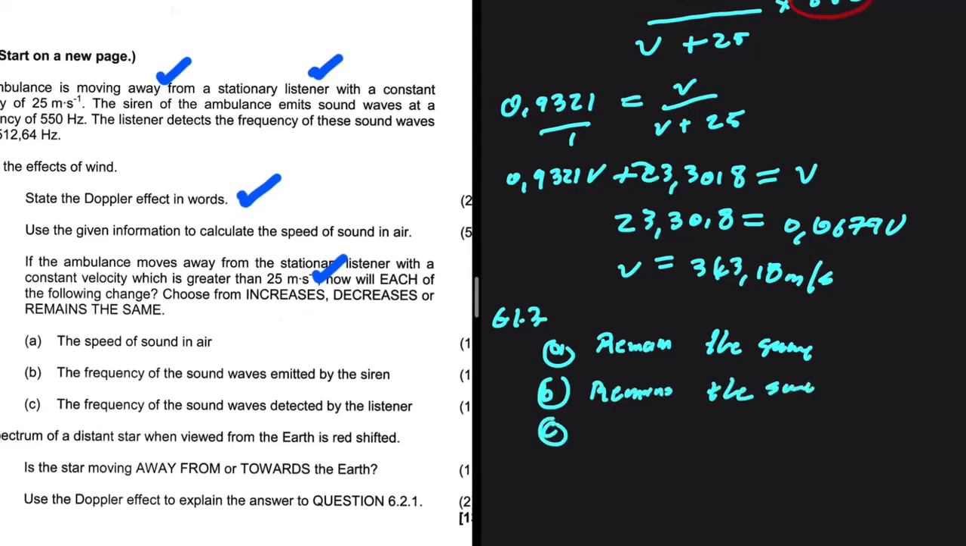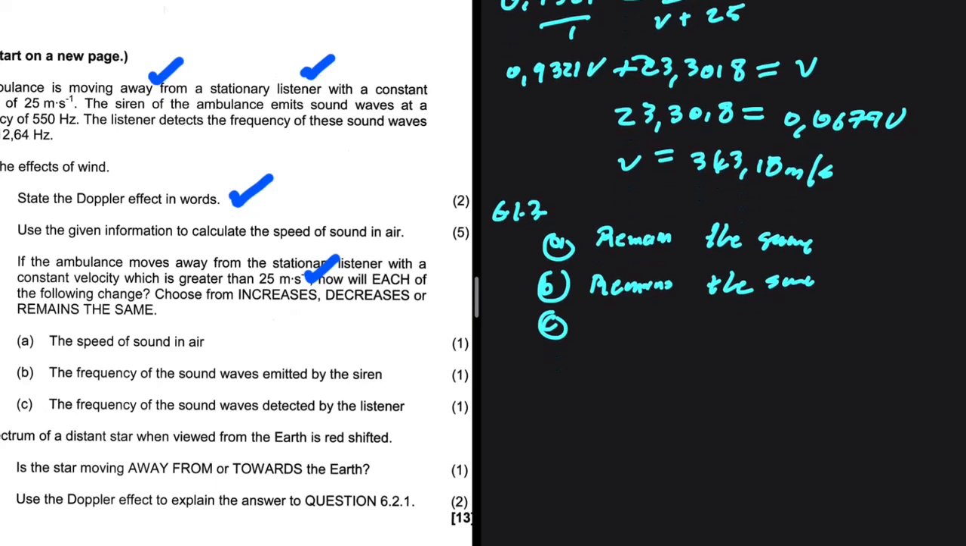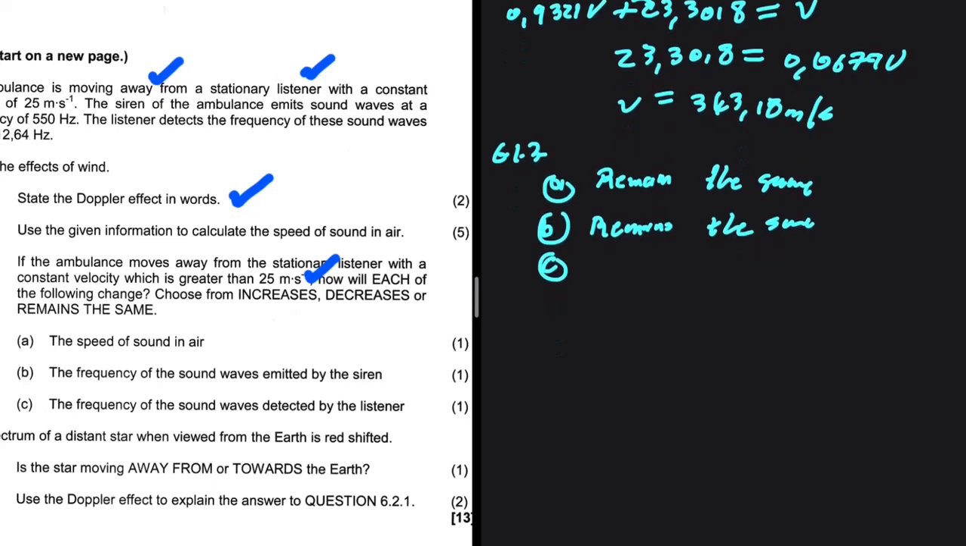Now let's look at C, the frequency of the sound waves detected by the listener. Take a look at our equation. We had FL being equal to V divided by V plus Vs multiplied by the frequency of the source. Okay, as you can clearly see, if the velocity of the source increases, we're going to have a way greater denominator.